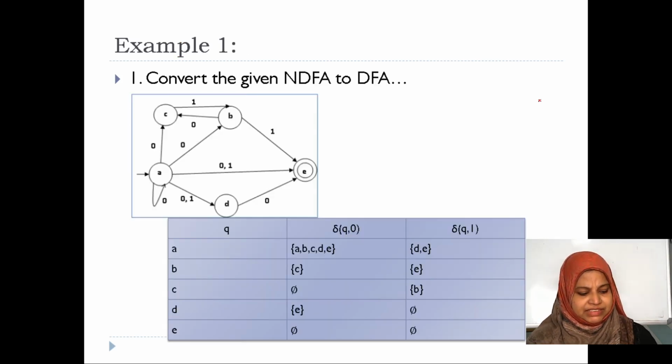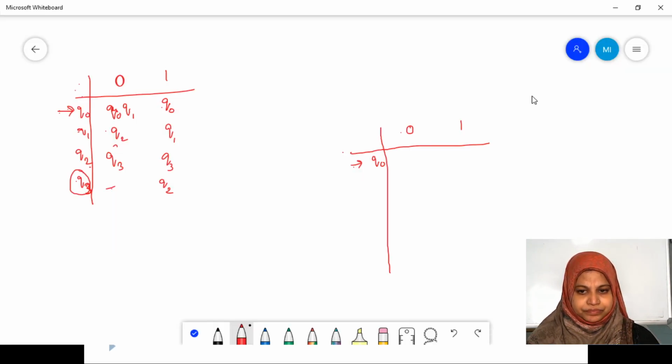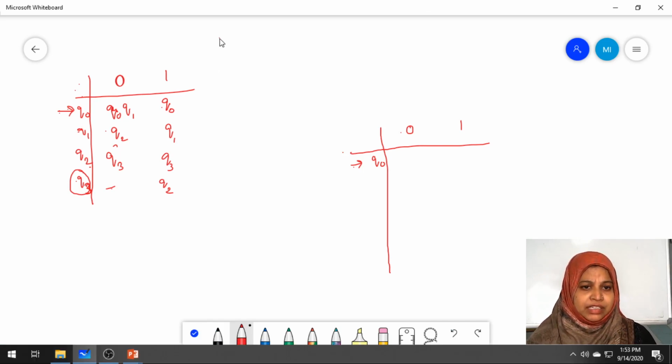We have already taken one example; now I will take one more example. See here, this is the example. This is the NDFA.